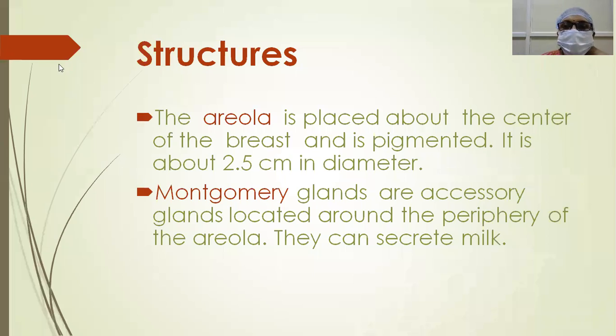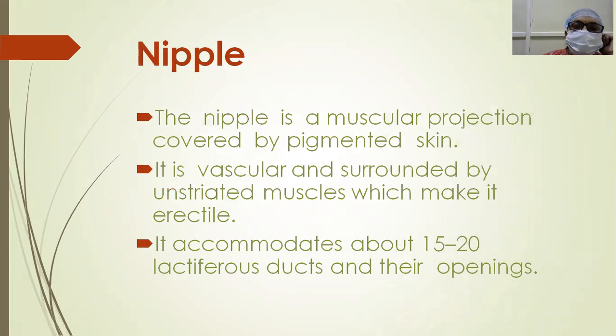So the areola is placed about the center of the breast and is pigmented and is about 2.5 centimeter in diameter. Montgomery glands, these are, as I told you, accessory glands located around the periphery of the areola, and they also can secrete milk. So we'll be talking about nipple again.